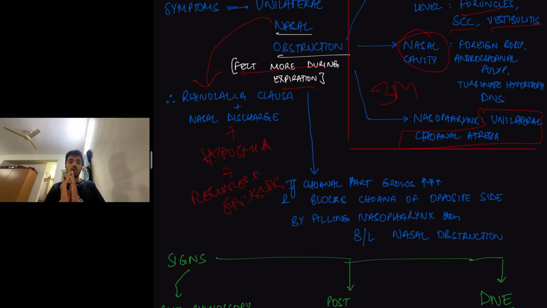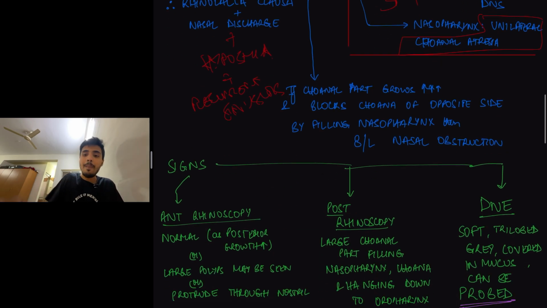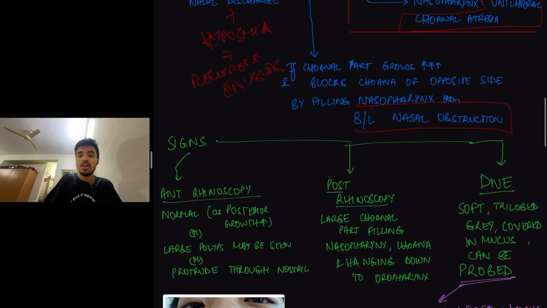See, it came from the maxillary sinus, it entered the nasal cavity. The choanal part kept growing posteriorly, it entered the nasopharynx, and then it blocks the choana of the other side by growing laterally. So then it will cause bilateral nasal obstruction. So unilateral nasal obstruction becomes bilateral nasal obstruction.